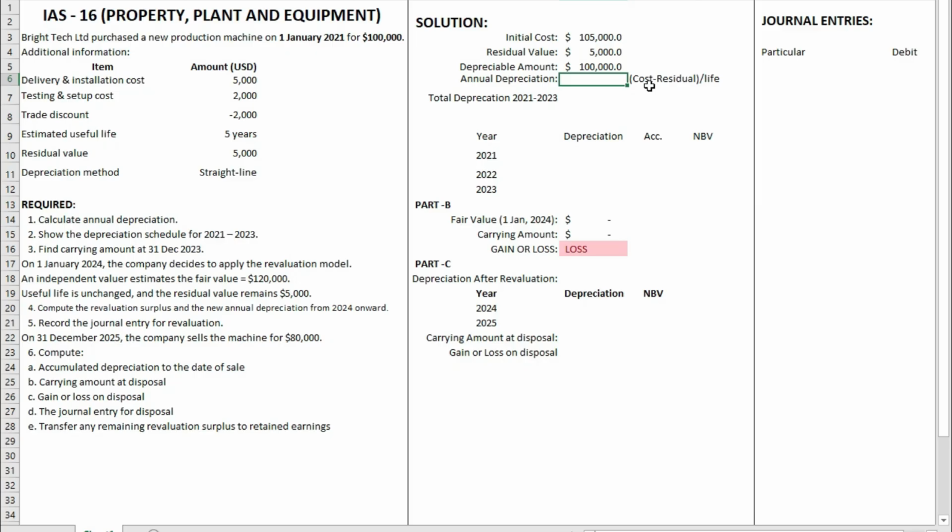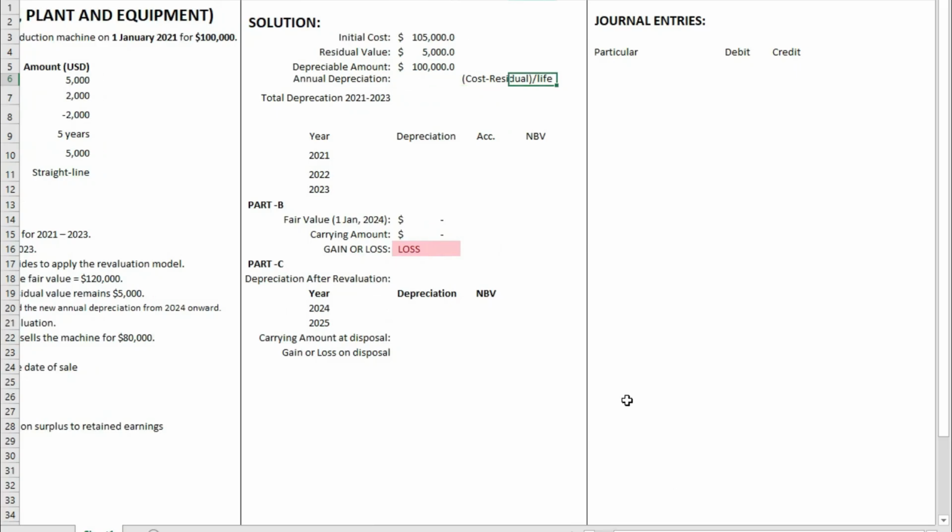Before this, we are going to pass a journal entry first, before counting any depreciation. I will advise you to pass the journal entries before any calculation. So let's pass the journal entry of the capitalized cost. On the 1st of January 2021, let's add the column a little bit here and write down the date.